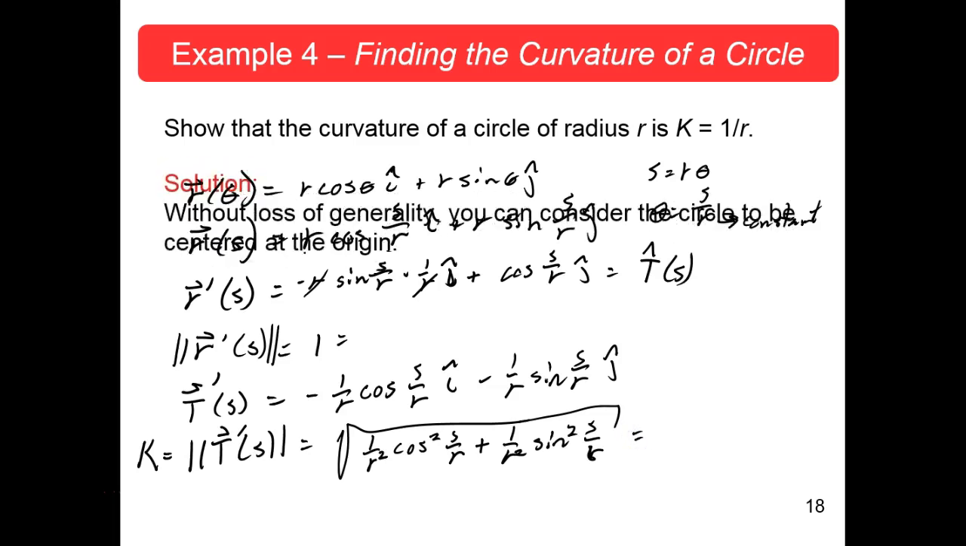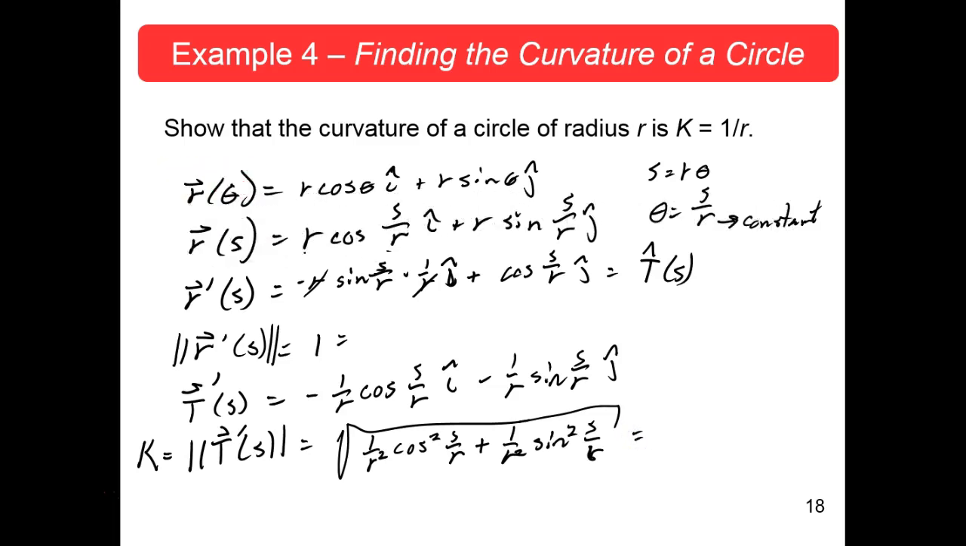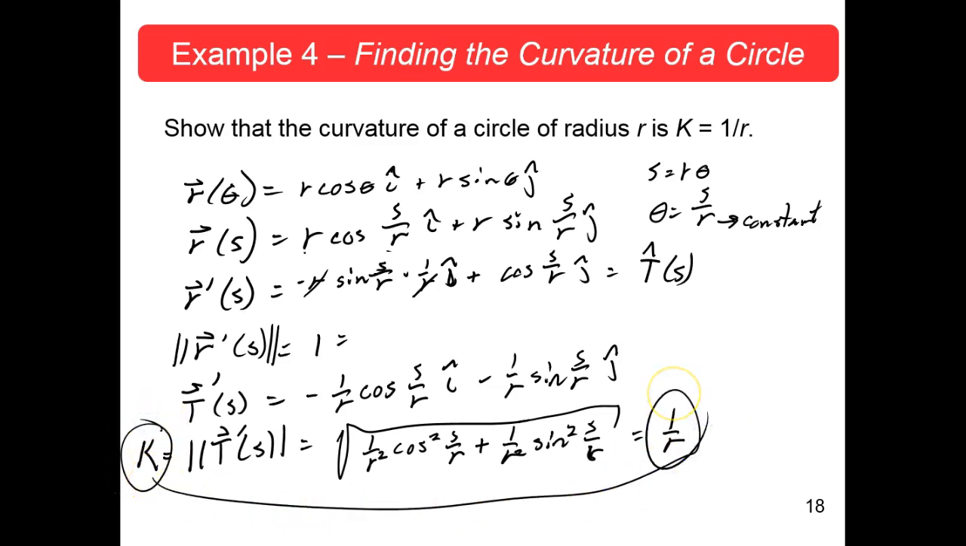Now notice what you can factor out. 1 over R squared, but that's in a radical, and when you get out the radical, what do you have? 1 over R times what? 1. So here we have it. Your kappa is equal to 1 over R. I'm sorry, I said kappa.